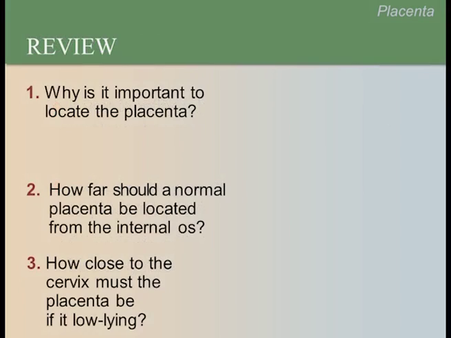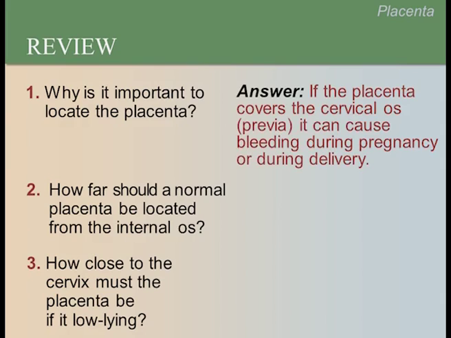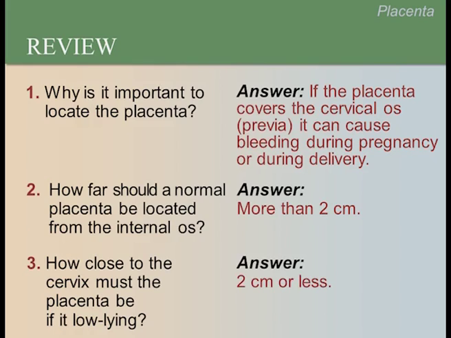Here are questions for review. Why is it important to locate the placenta? If the placenta covers the os, like in a previa, it can cause massive bleeding during pregnancy or delivery. How far should a normal placenta be located from the internal os? The answer is more than 2 centimeters. How close to the cervix must the placenta be if it is low-lying? The answer is 2 centimeters or less.